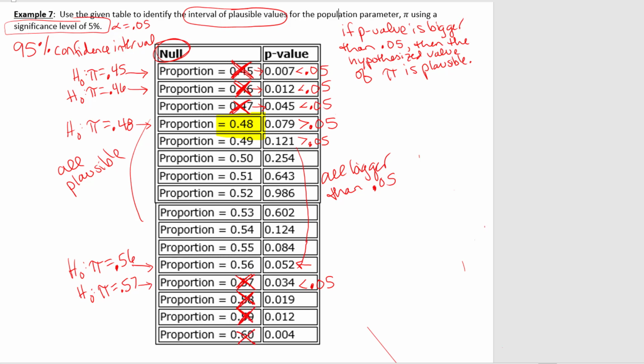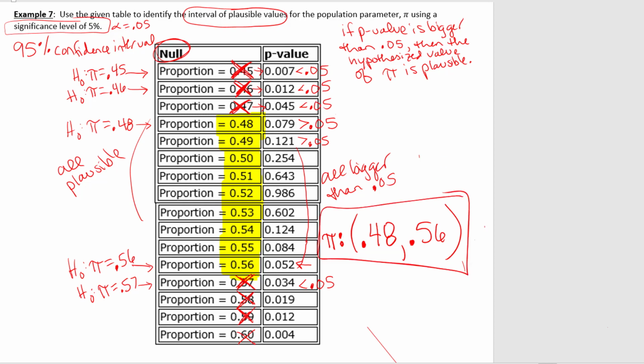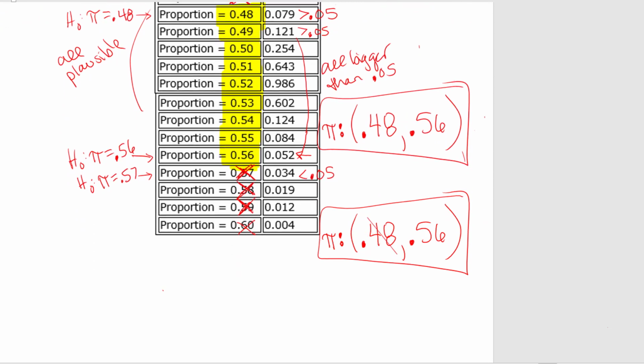So looks like for this table, the values of pi that are plausible, the values of pi that are in the confidence interval, the values of pi that produce a p-value bigger than 0.05 are the values spanning from 0.48 up to 0.56. So that is our confidence interval. I've written it there in interval notation. Let's go ahead and also write it using our margin of error notation.